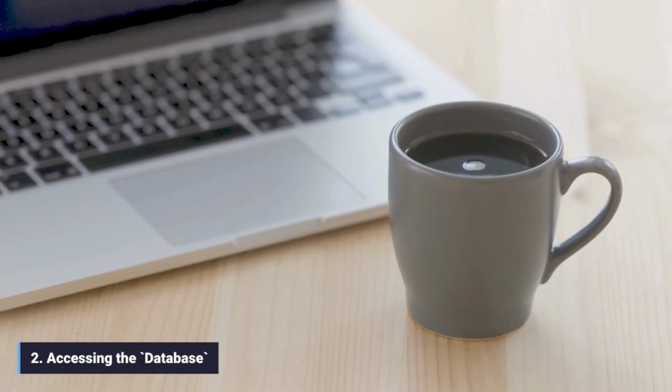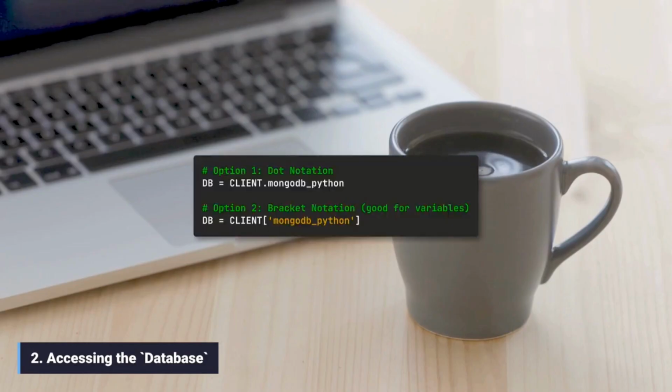2. Accessing the database. The second level is the database. Unlike SQL databases, MongoDB databases do not need to be created upfront. They are created automatically when you first insert data into them. We access a database object from the client using simple dictionary-style bracket notation or dot notation. Both dot notation, client.mongodb_python, and bracket notation, client["mongodb_python"], retrieve the database object. We will store this in the db variable.